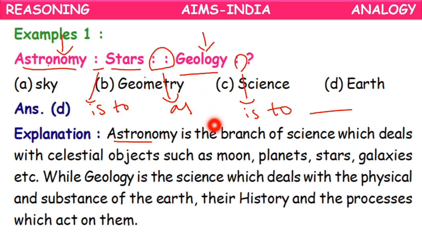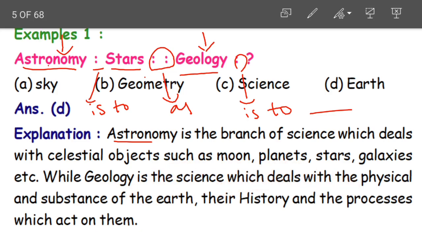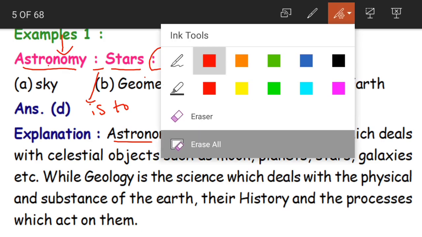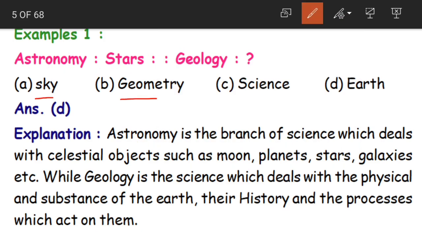science that deals with the physical features and substance of the earth, their history, and the processes which act on them. What does geology study about, children? Geology studies the physical features and substance of the earth, history, and the processes which act on them. Now from the given options, sky, geometry, science and earth, which is the correct option? Option D, earth.